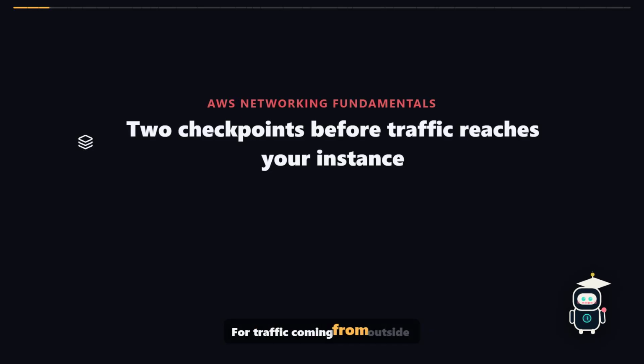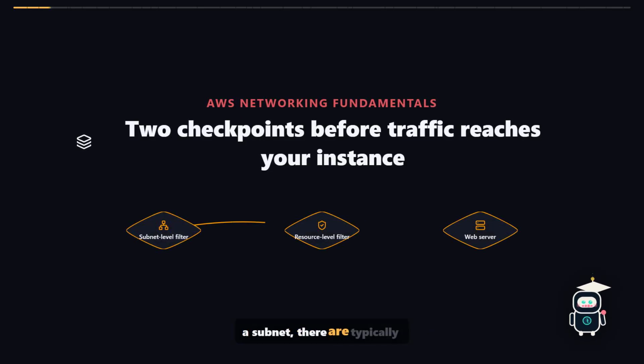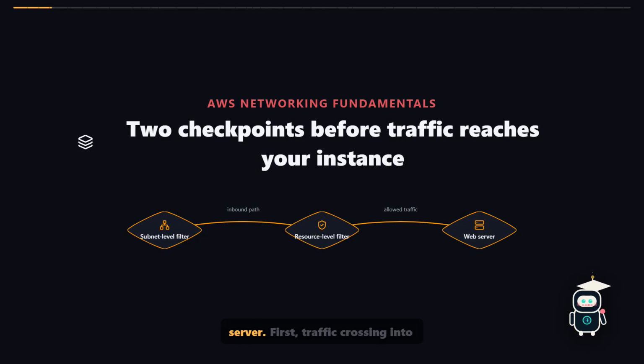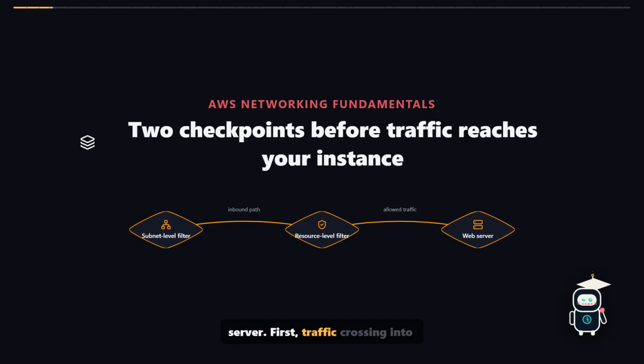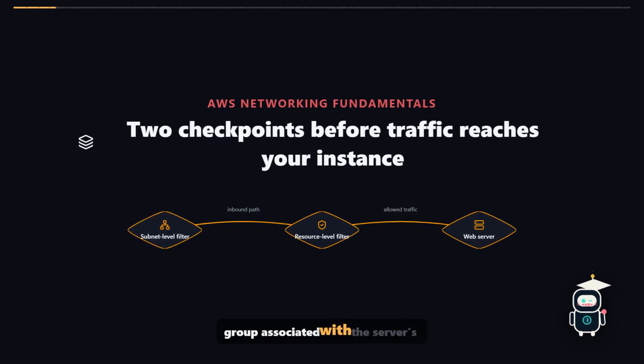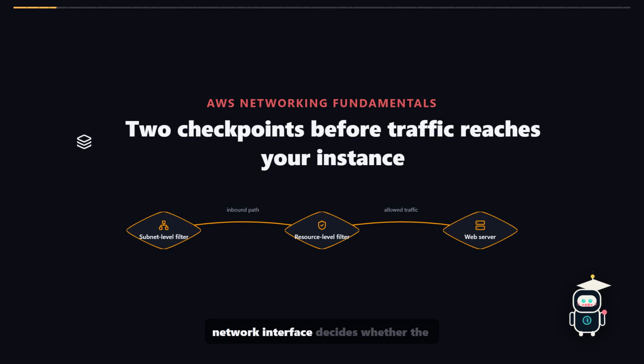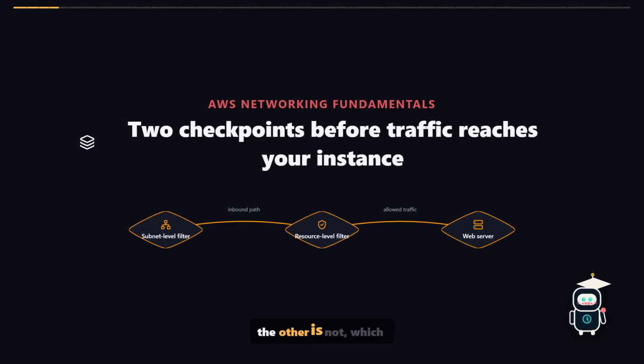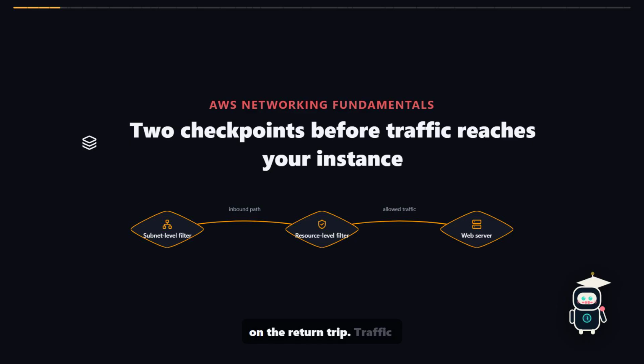For traffic coming from outside a subnet, there are typically 2 separate filters to clear before it reaches a web server. First, traffic crossing into the subnet is evaluated by the Network ACL attached to that subnet. Then the security group associated with the server's network interface decides whether the traffic can reach the instance. One layer is stateful and the other is not, which changes what has to happen on the return trip.